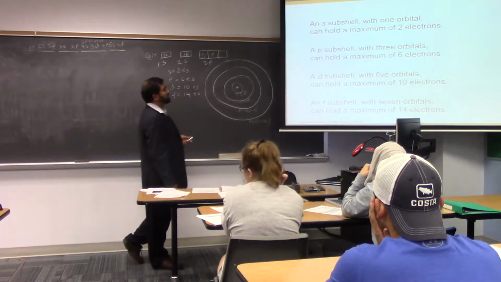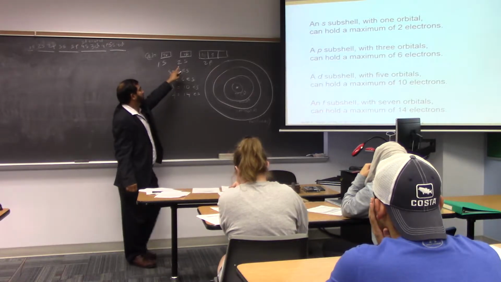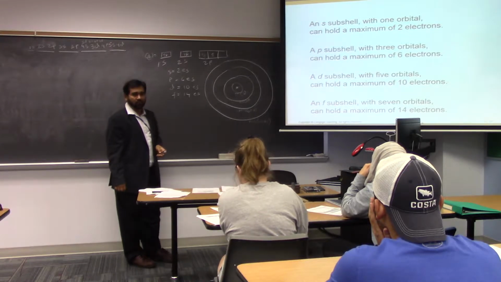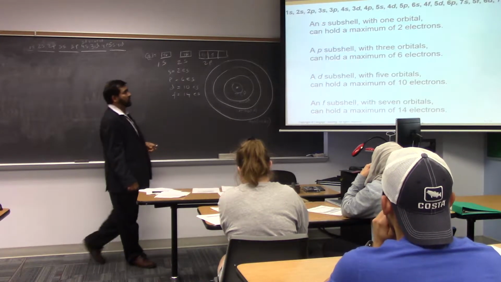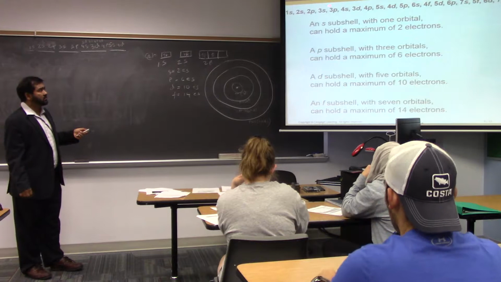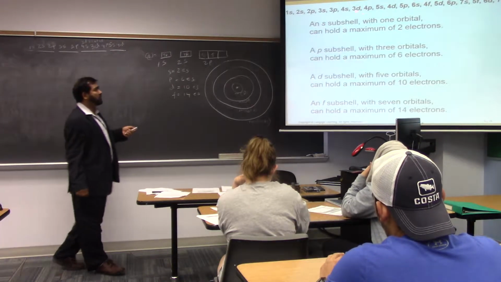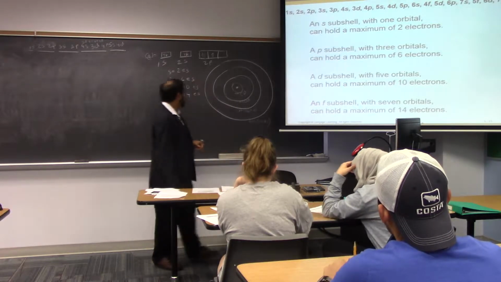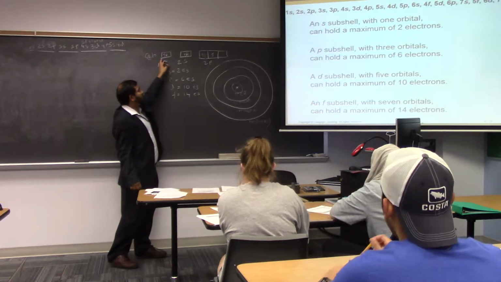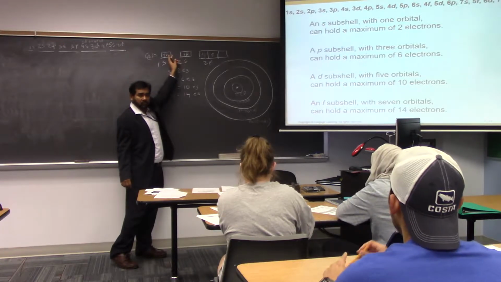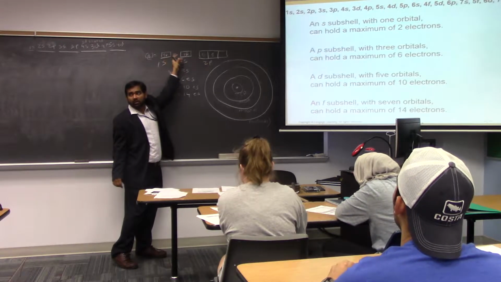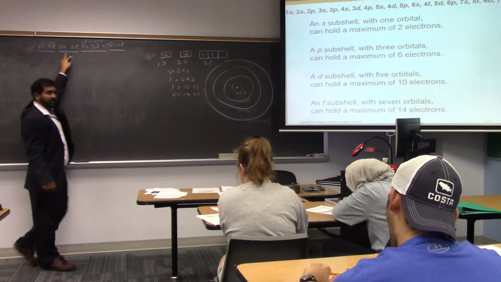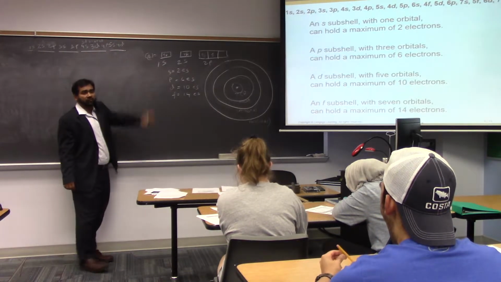Okay. So as I said, S can have 2 electrons, P 6, D 10, and F 14, right? Following that order, we can write the electronic configuration. This is called an orbital diagram. Just know the vocabulary, okay? This is called an orbital diagram. But writing it out with the orbital as a letter is called electronic configuration.